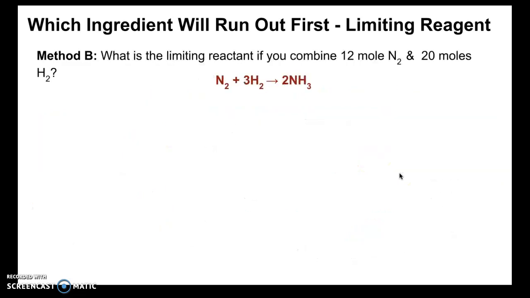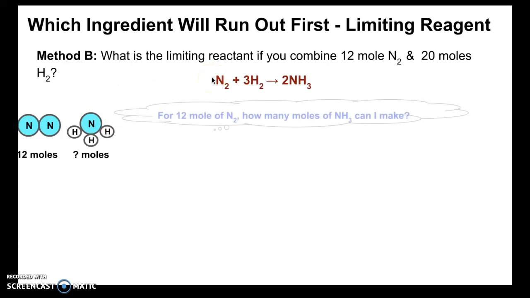The same sort of thinking we can do in method B for a balanced chemical equation like this. So again, we're going to figure out, for 12 moles of N2, how much NH3 I can make. And we're going to use dimensional analysis to do that math. So we're going to figure out for N2 how much product we can make, and then later we'll do H2 and figure out how much product we can make.